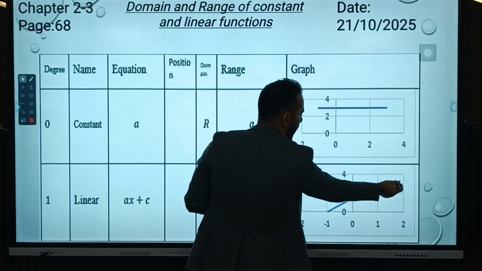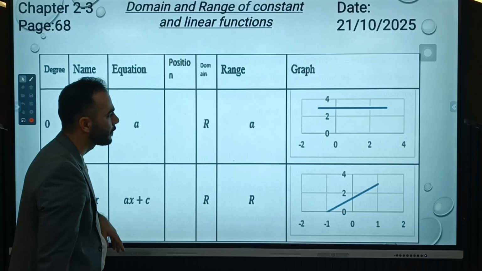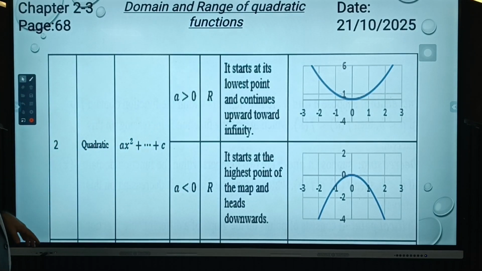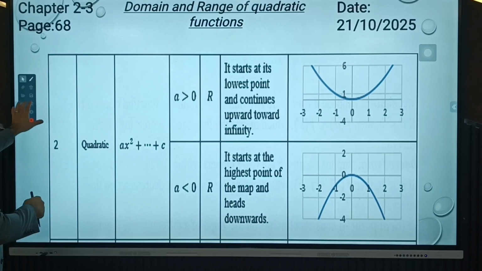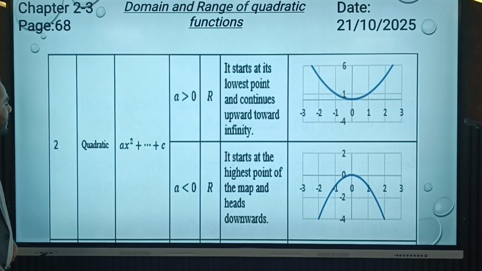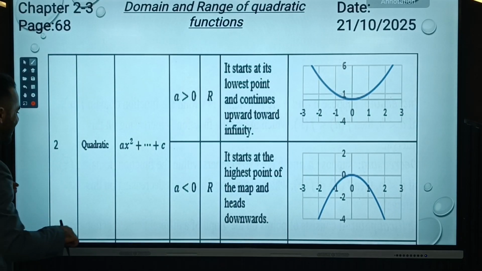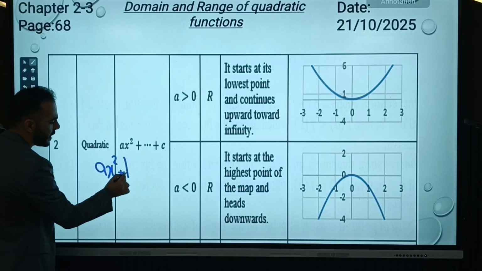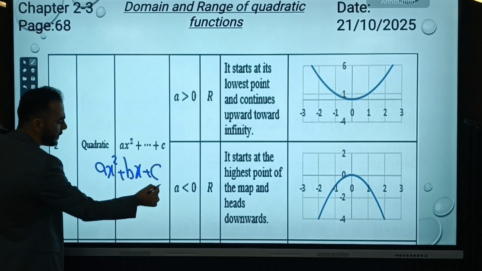Let's go to the next graph, the next type of question. It is quadratic equations. There is an interesting story regarding quadratic equations. So its general formula is in this way: ax squared plus bx plus c. That is the general formula of a quadratic equation.